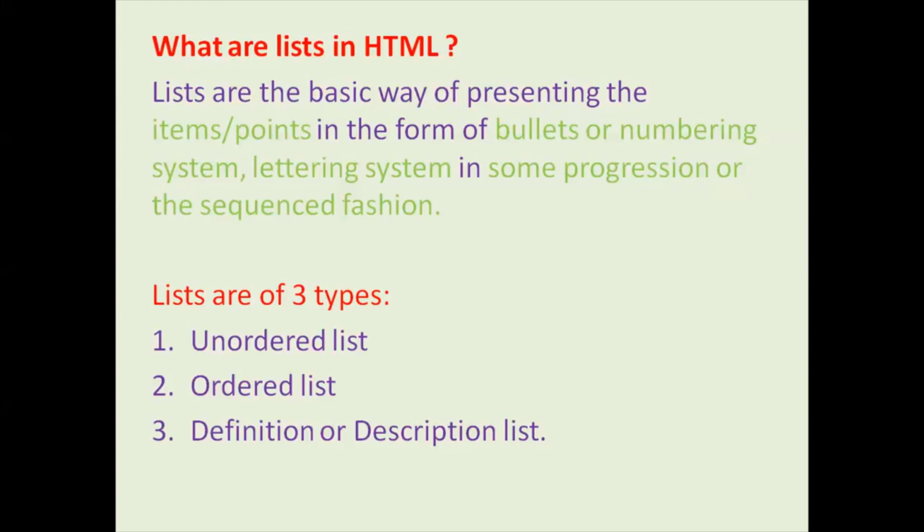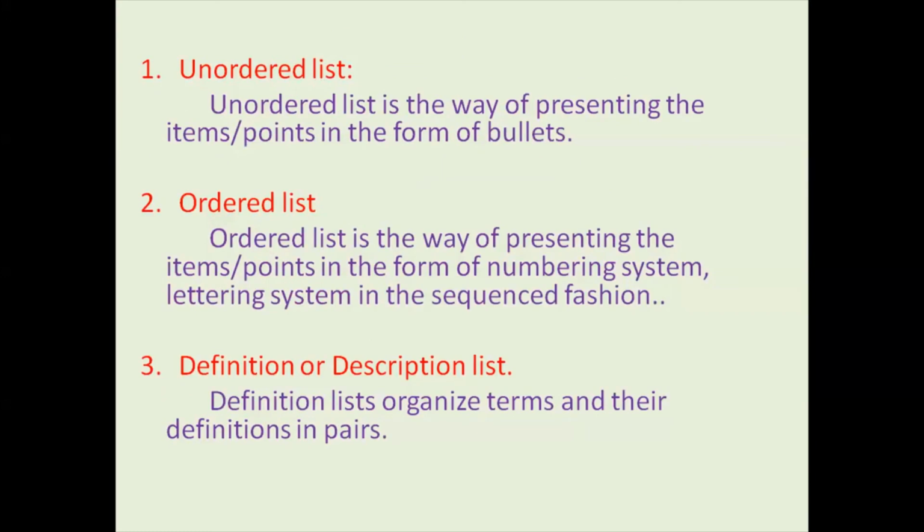Basically, lists are of 3 types. The first one is the unordered list, the second one is the ordered list, and the third one is the definition or description list. Unordered list is a list that can be presented in the form of bullets. Each and every point can be presented in the form of bullets or any graphics. But in HTML, we can present the unordered list in the form of disk, square, or circle. These 3 types of graphics we can produce in HTML.